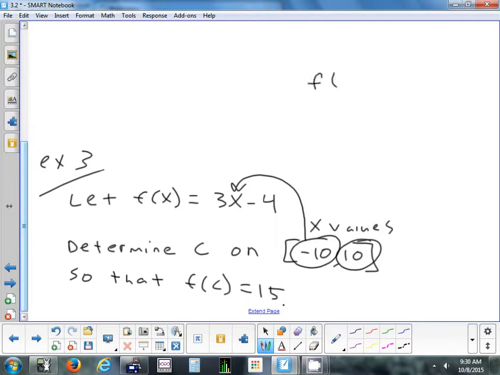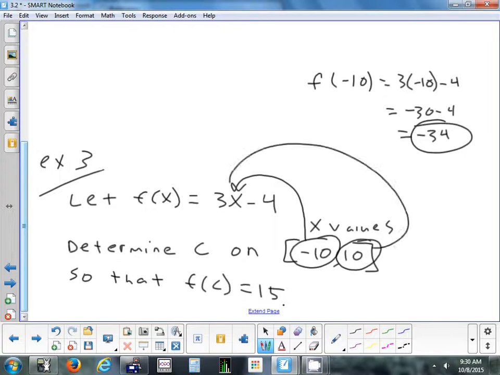All right, so f of negative 10, that's 3 times negative 10, minus 4. That's negative 30, minus 4. So we are starting at negative 34 on the y-axis. That's the lowest we're ever going to go. Now let's find the highest. If it's above 15, we're good. We'll go through 15 at some point.